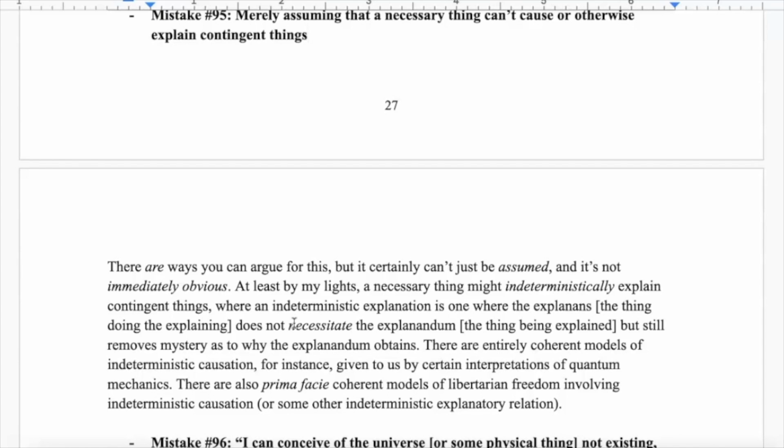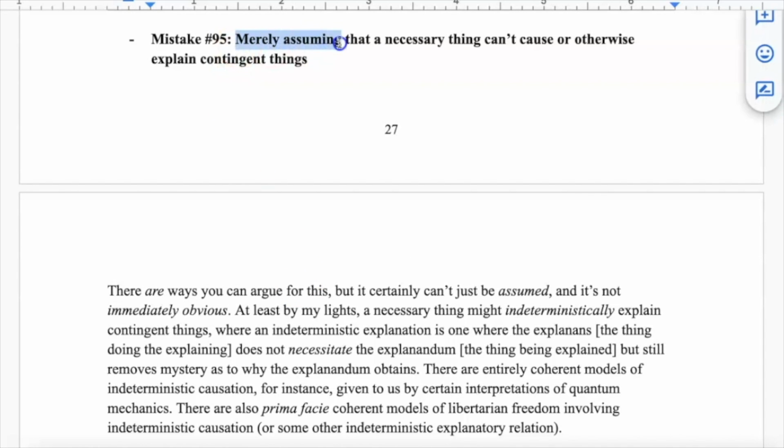There are entirely coherent models of indeterministic causation, for instance, given to us by certain interpretations of quantum mechanics. There are also at least prima facie coherent models of libertarian freedom involving indeterministic causation, or some other indeterministic explanatory relation. So the mistake here lies in this assumption. Again, there are ways one might be able to argue for this, but it certainly cannot just be assumed, and it's not immediately obvious. People need to roll up their sleeves and do the heavy work of justifying it.